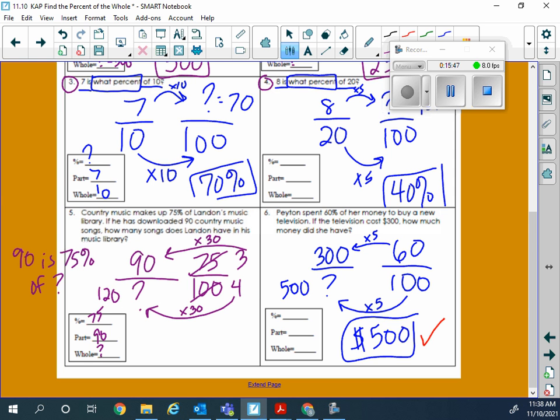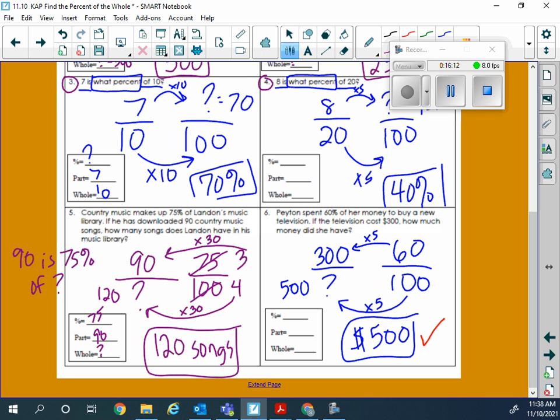Let's put it back into our context. We're saying that 90 songs makes up 75% of his library. So then would 120 be a reasonable number? Because does 90 sound like 75% of 120? Yeah. Okay, so what's the answer? 120 songs. And put a box around it or circle it or something so I can tell that that's your answer.